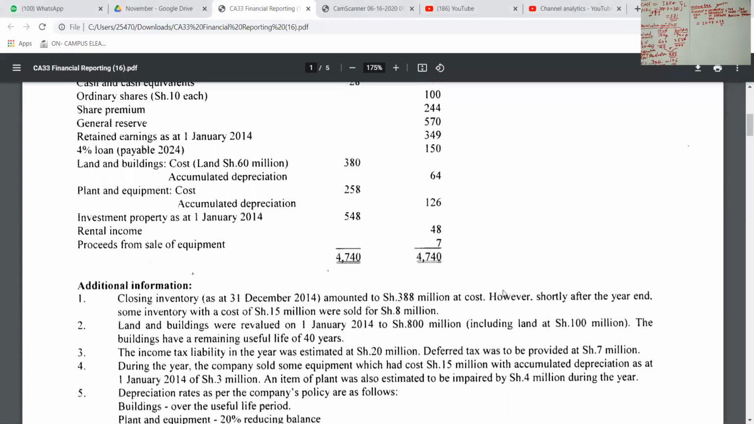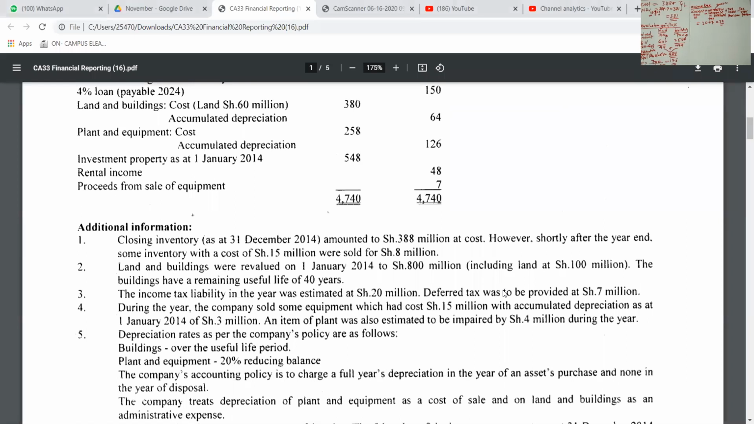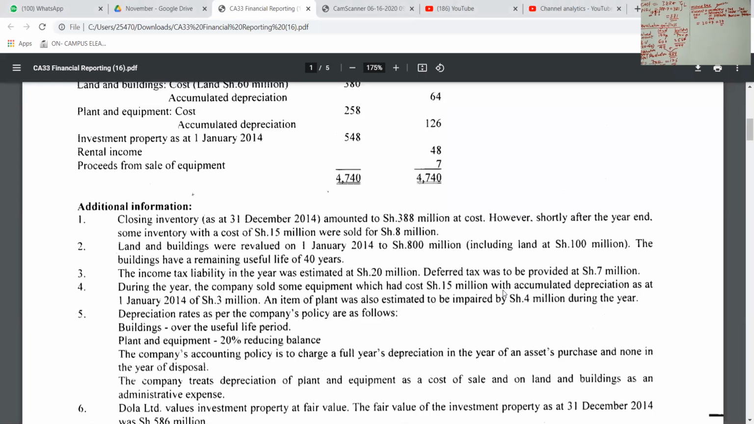So after that, additional information number 4. During the year, the company sold some equipment which had a cost of shillings 15 million with accumulated depreciation as at 1st January 2014 of shillings 3 million. An item of plant was also estimated to be impaired by 4 million during the year. So during the year, there was an equipment which was sold, with a cost of 15 and accumulated depreciation of 3 million.